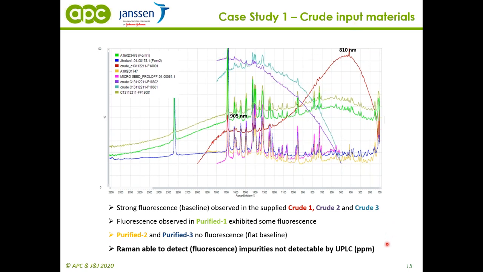Here I wanted to highlight the power of Raman. It was able to detect fluorescent impurities which were not detected by UPLC, and the quantities were at PPM level. It's interesting because even at such low concentrations, they were able to affect the crystallization, in terms of prolonging the nucleation time and even causing trouble with generating the right form throughout the process.